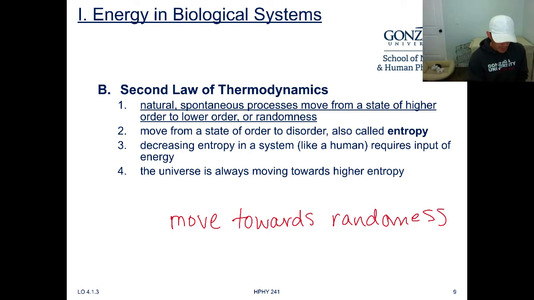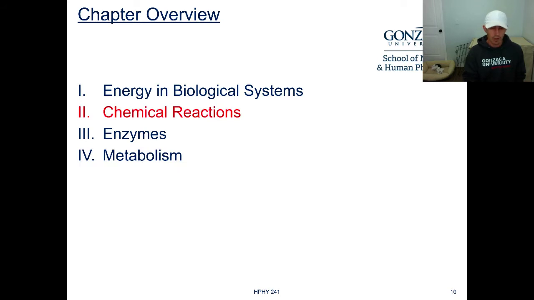And then the other thing to keep in mind about this second law, and how it applies not just to the human body but to the universe, is that based on our current understanding, the universe is always moving towards higher entropy. It's always creating more chaos. Okay, so that's a little background in energy, work, and a little bit on physics and thermodynamics. Now let's shift gears and apply this to chemical reactions.